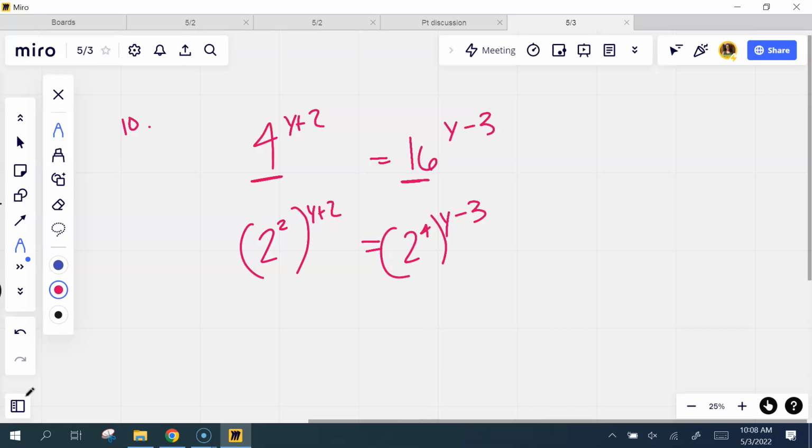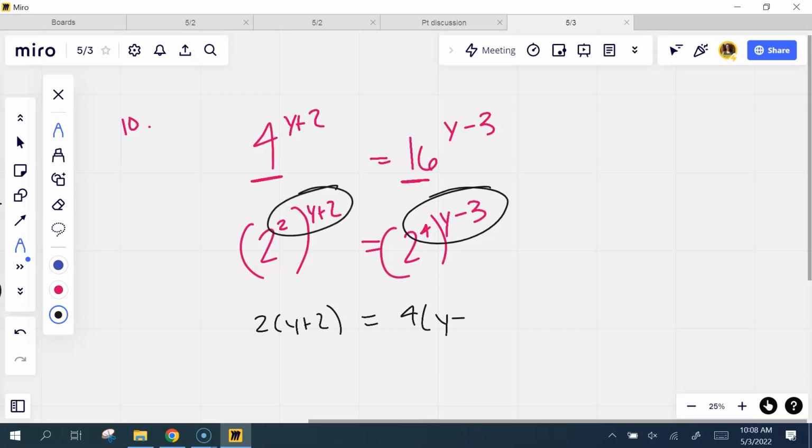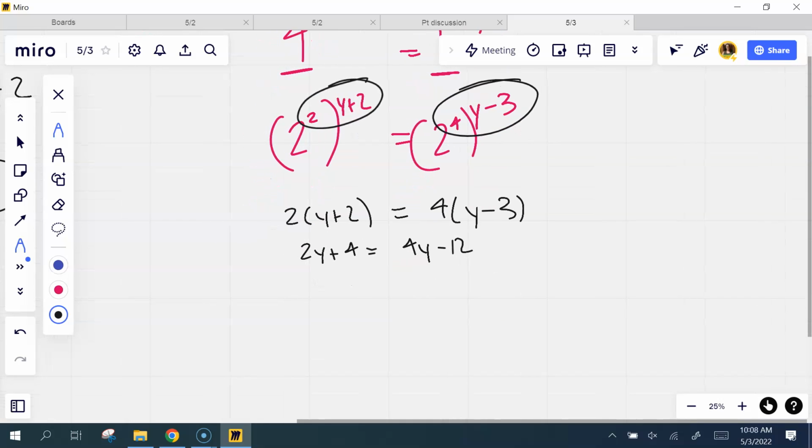So then because the bases are the same, I take this. So I get 2 times y plus 2 equals 4 times y minus 3. So 2y plus 4 equals 4y minus 12. And now I just have a simple equation to solve, yes? I'm going to add 12 and probably subtract 2y. See what happens. 12's are gone, 2y's are gone.